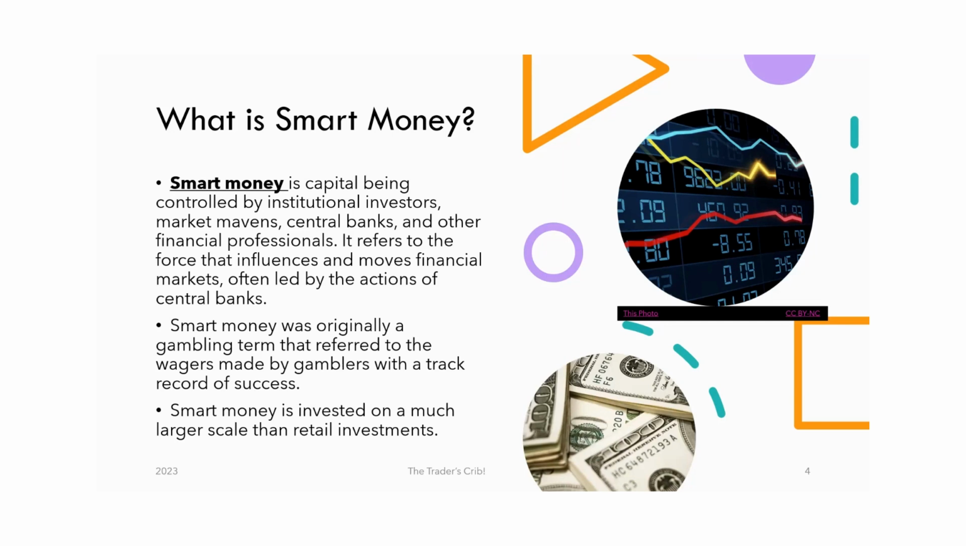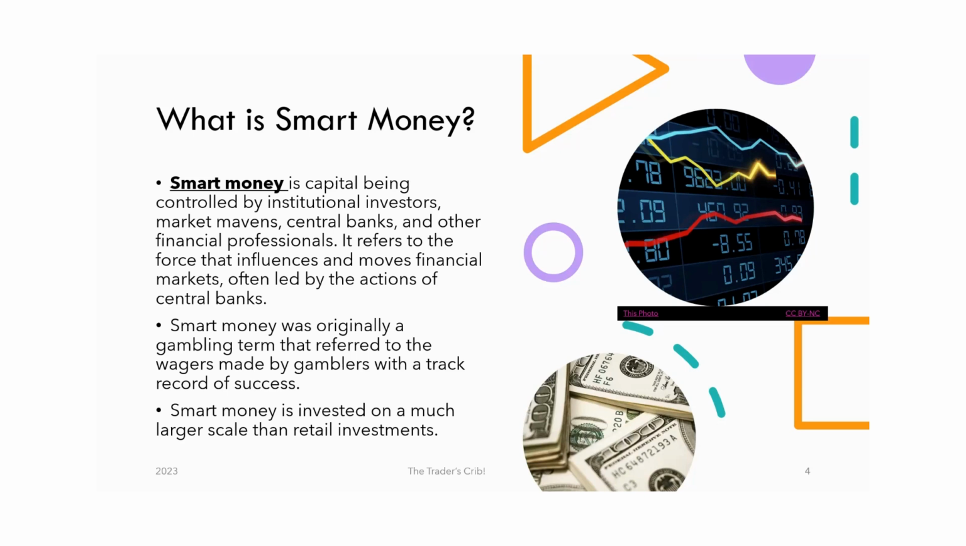So what is smart money? Smart money is capital controlled by institutional investors, market mavericks, central banks, and other financial professionals. It refers to the force that influences and moves financial markets, often led by the actions of central banks. Smart money was originally a gambling term that referred to the wagers made by gamblers with a track record of success. Smart money is invested on a much larger scale than retail investments.